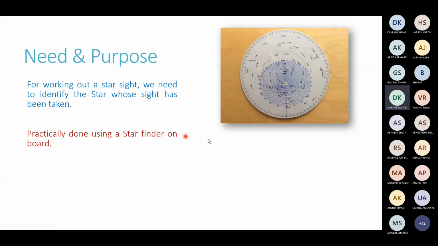Daksh beta, can you mute your mic? Okay.